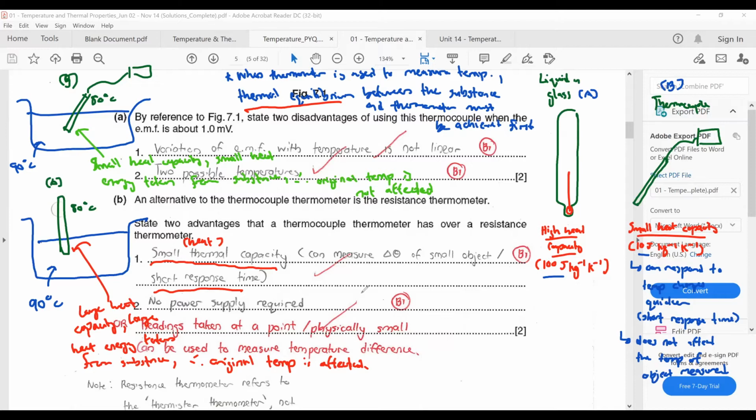Okay, but that one is not listed here. The ones that we just said, small thermal capacity or small heat capacity, will lead to shorter response times, that's all. And then another thing here is that a thermocouple does not require a power supply. A resistance thermometer needs a power supply. That's the second advantage. Okay. And a thermocouple is generally smaller than a resistance thermometer, so readings can be taken at a point or is physically small. That is what a thermocouple is.